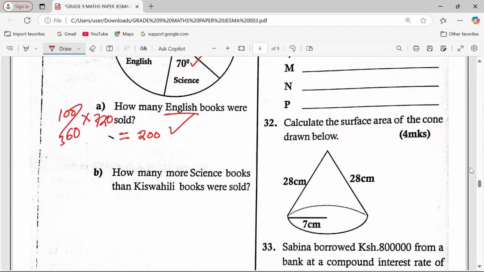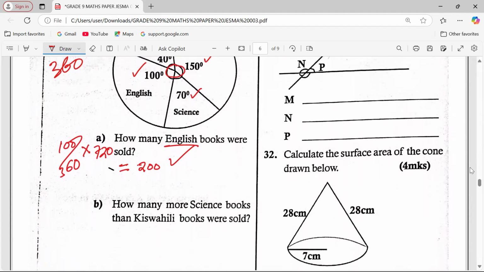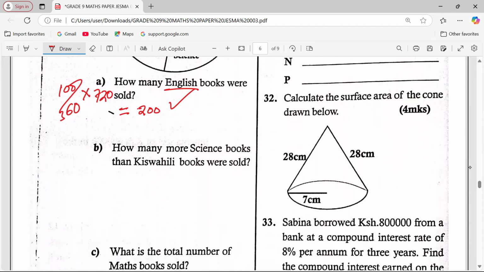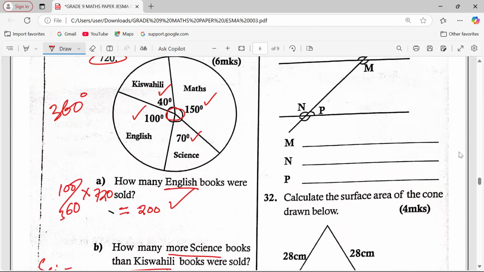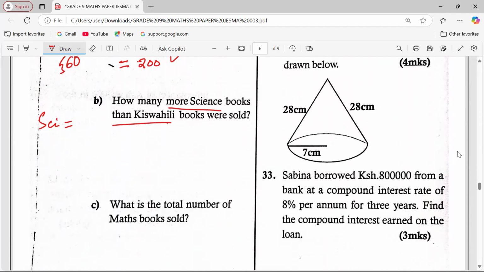How many more science books than Kiswahili books were sold? This one can be done very quickly. For us to work out how many more science books than Kiswahili books, we can calculate each type of books. Science is going to take a proportion equivalent to 70 over 360 times 720. This will give us 140 science books.